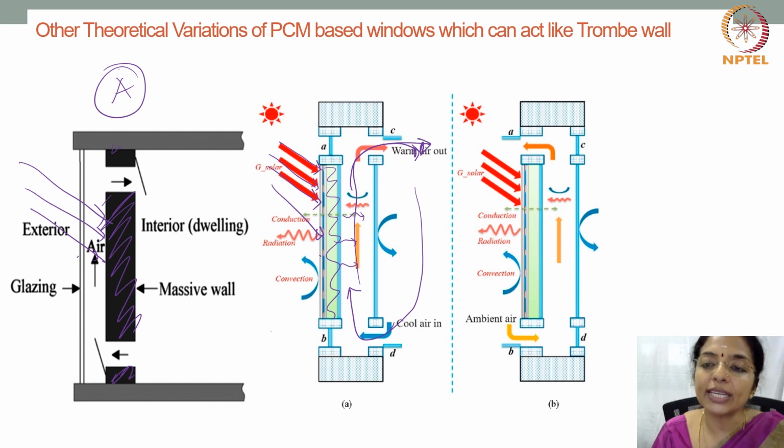During summers, when you don't want the indoors to be heated, you need to just close these vents and open these two vents. And you would still have a good amount of visual connect to the outside because you no longer have a solid wall as you normally would have in a trombe wall.